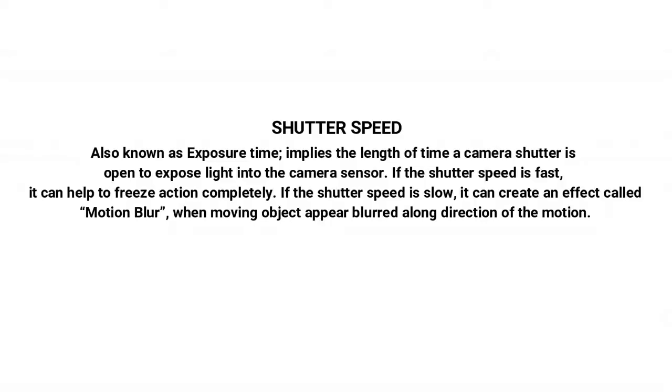So alright, now to the shutter speed, which is the third component that makes up the exposure triangle. The shutter speed is also known as exposure time. It implies the length of time a camera shutter is open to expose light onto the camera sensor. If the shutter speed is fast, it can help to freeze action completely. If the shutter speed is slow, it can create an effect called motion blur, when moving objects appear blurred along the direction of the motion.